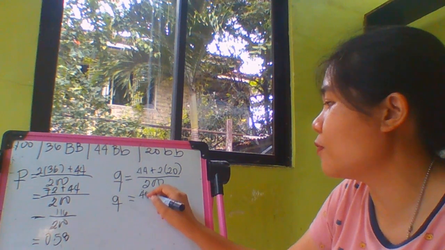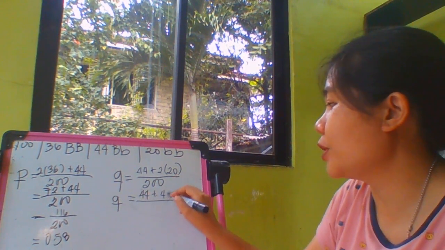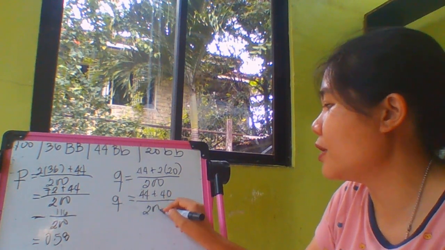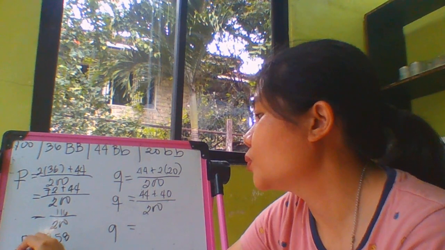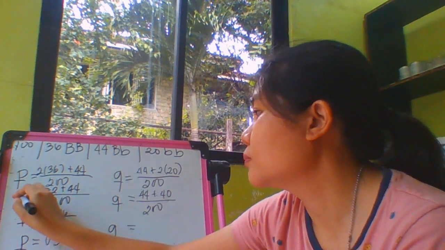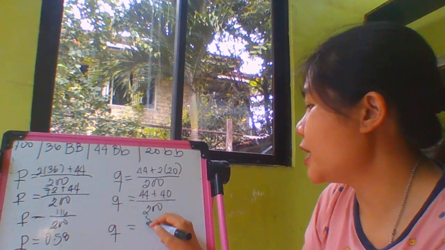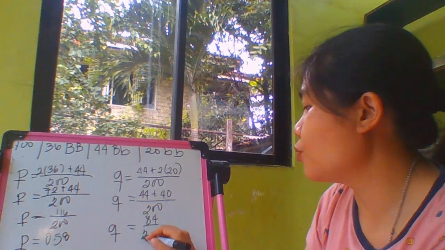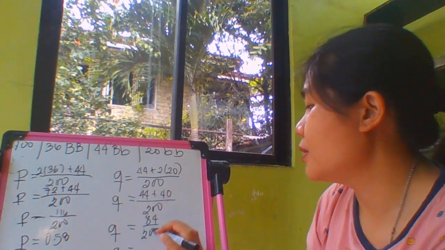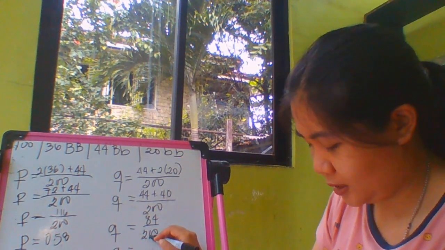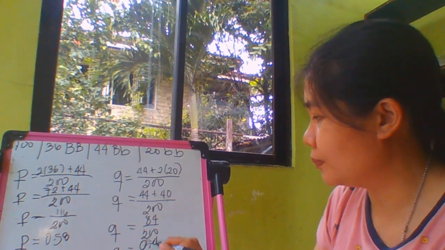So 44 plus 40, that's 84, over 200. So 44 plus 84 out of 200. So q is 0.42.